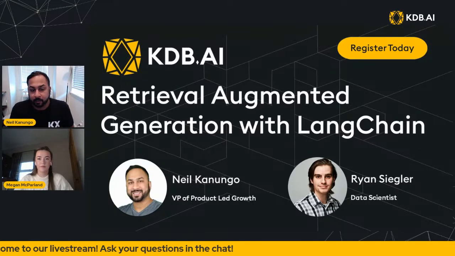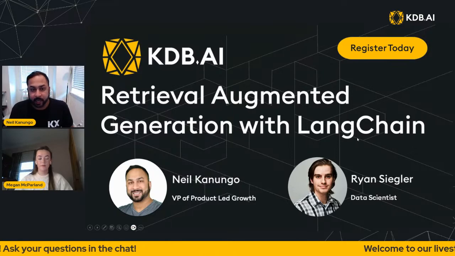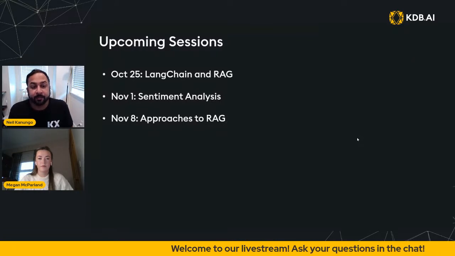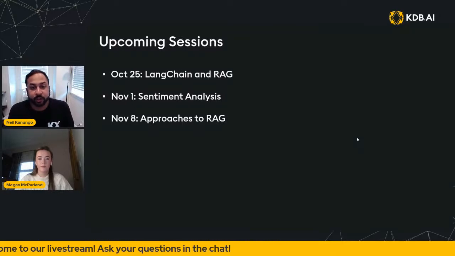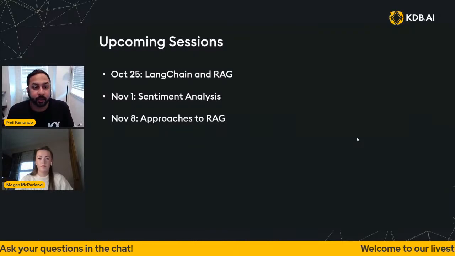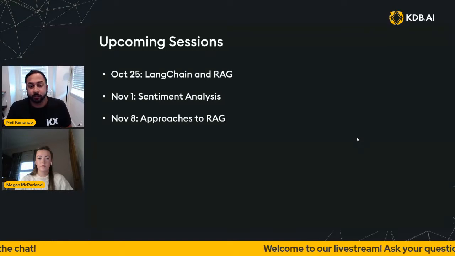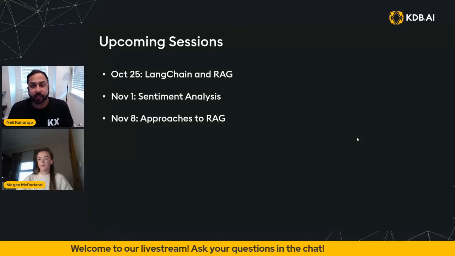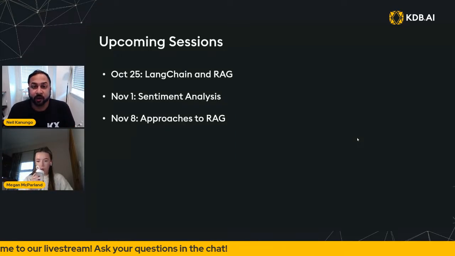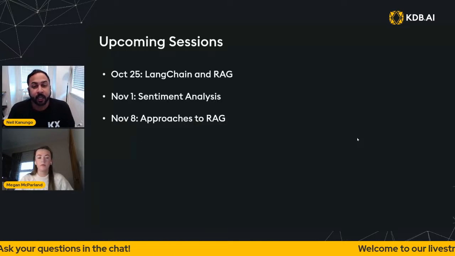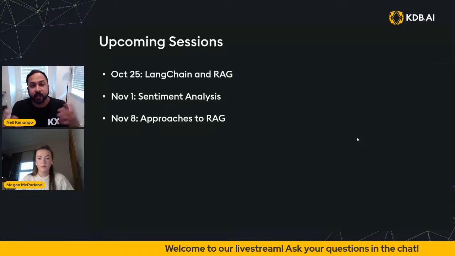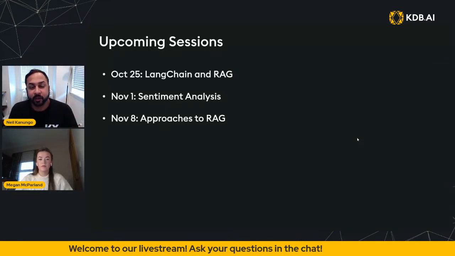And then I wanted to let you know that we have the LangChain RAG session next Wednesday, same time. Then we'll do a sentiment analysis one, the same type of workshop where we're going to go through a notebook. And then we're going to talk about approaches to RAG on the second Wednesday of November. This will be an overview of different retrieval augmentation approaches. There are a lot of different approaches to RAG out there, and we wanted to aggregate those together and share them with you as a nice summary.